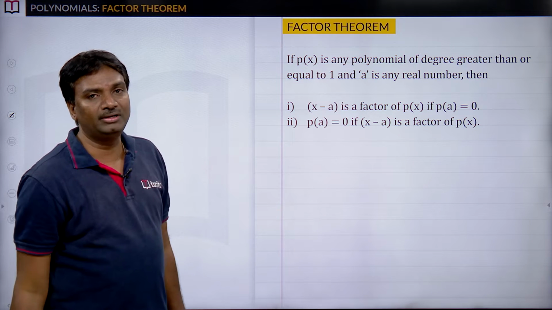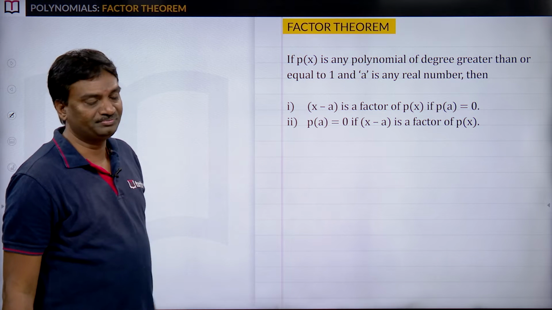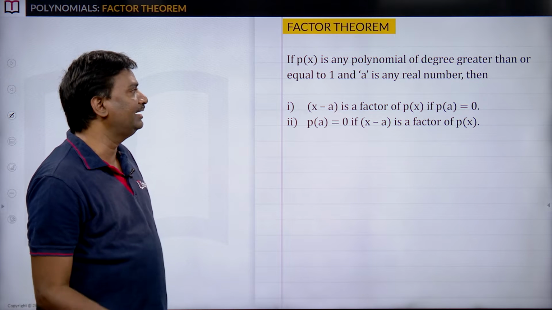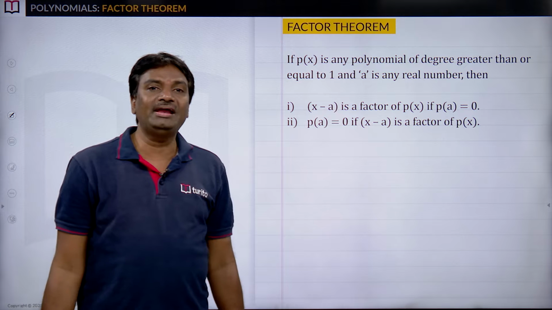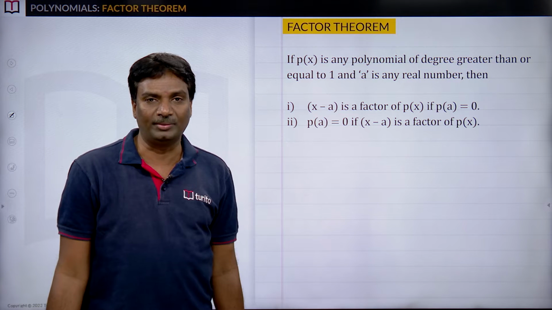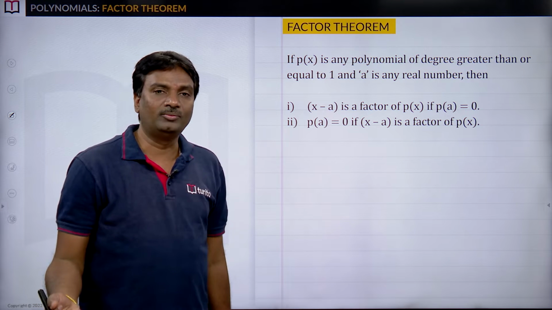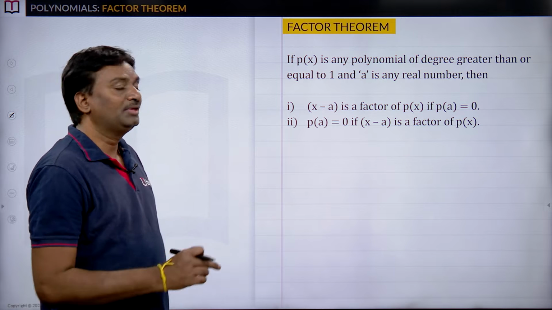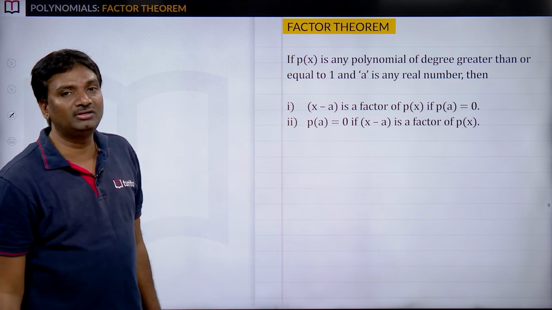You may take any polynomial and name it p of x, of degree greater than or equal to 1. If the degree is exactly 1, clearly that is a linear polynomial. So, minimum you have to take a linear polynomial. More than 1 means 2, 3, 4, 5, 6, you may take any degree. Then x minus a is a factor of p of x if p of a equals 0.